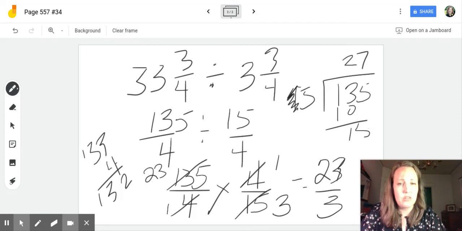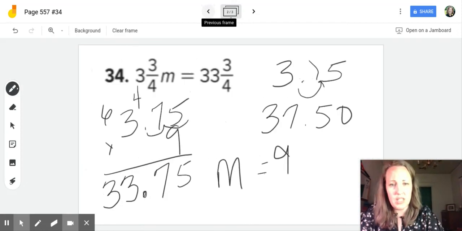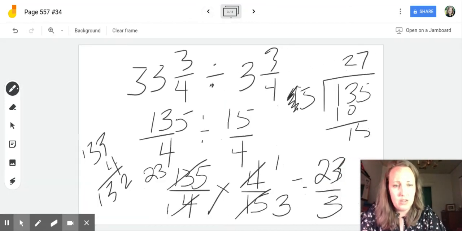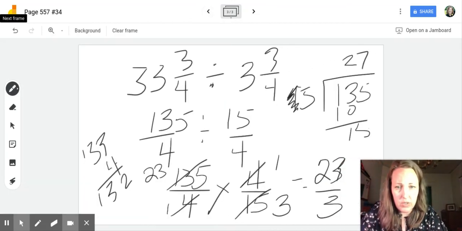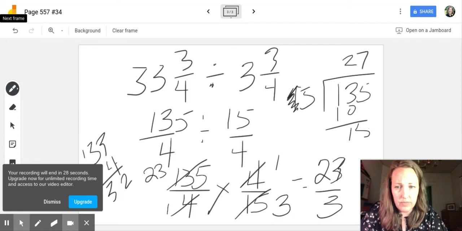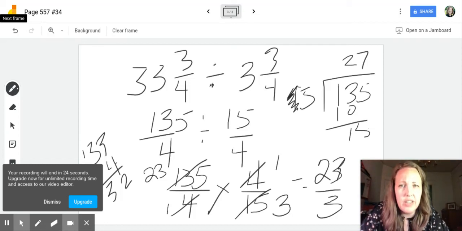23 thirds. Am I getting the same answer? What did I get before? 9? What in the world did I do wrong? Where did I go wrong? See if you can figure it out. I'm going to look at this for a minute and see what I did wrong. Come back to me.